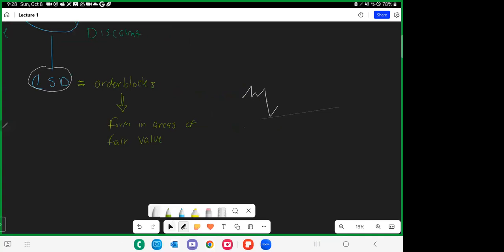All right. And price moves higher, and then it trades away.